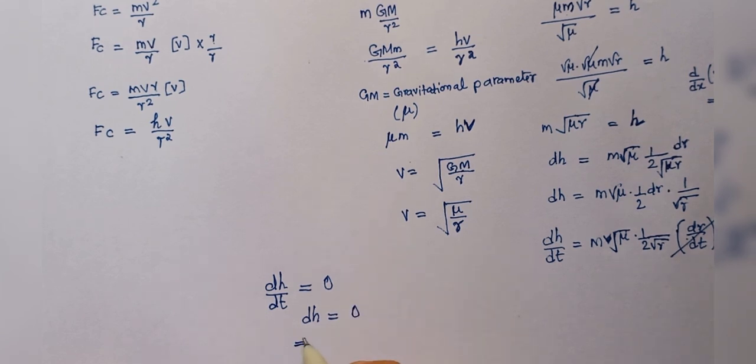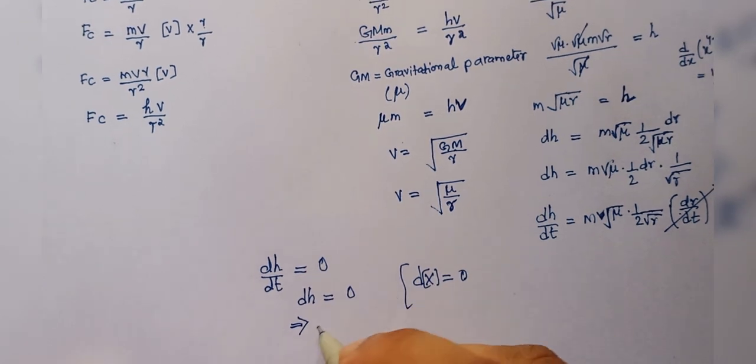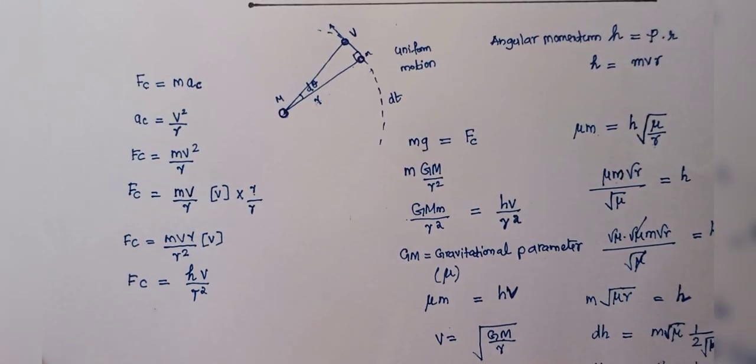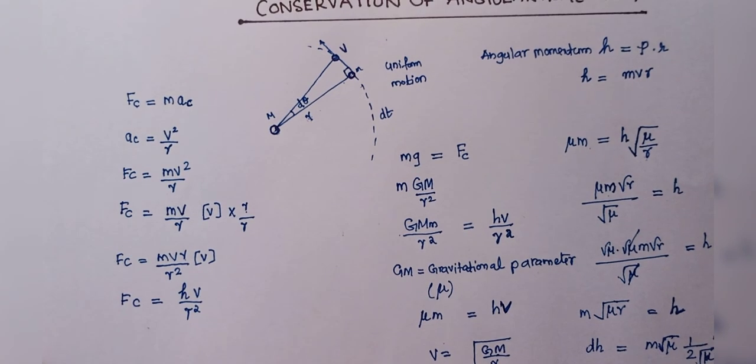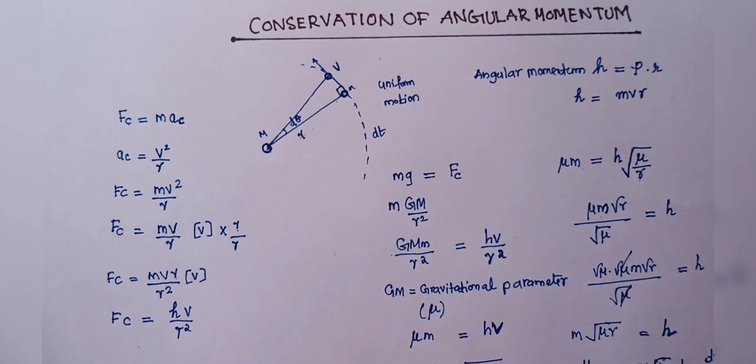That implies when any quantity is going to be differential is going to be 0. Differential of any quantity is going to be 0. That means that quantity yields a constant, because differential of any constant is actually 0. So that implies your h value is a constant for this planetary motion. Okay, that means it in turn gives me an important concept called the conservation of angular momentum.